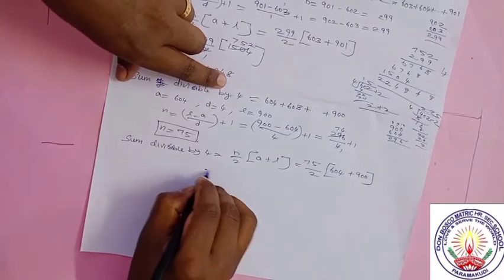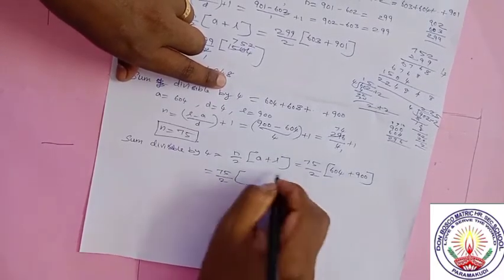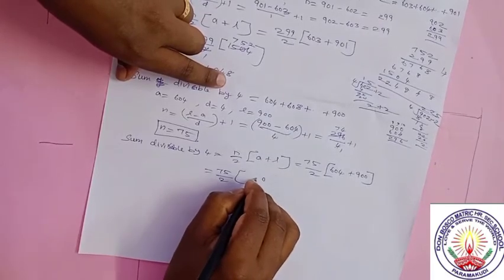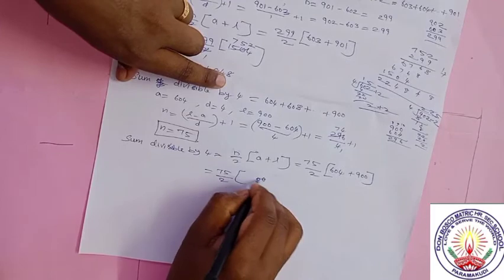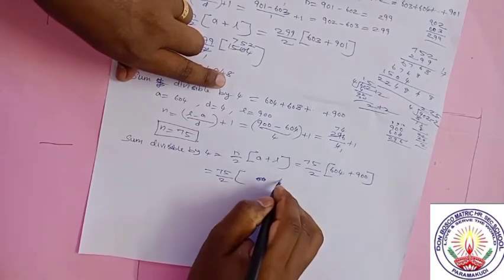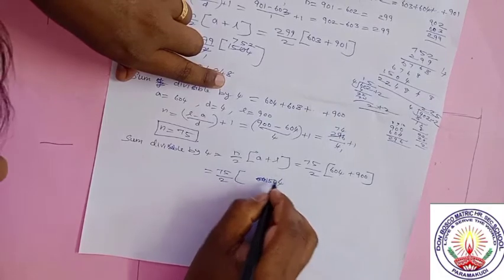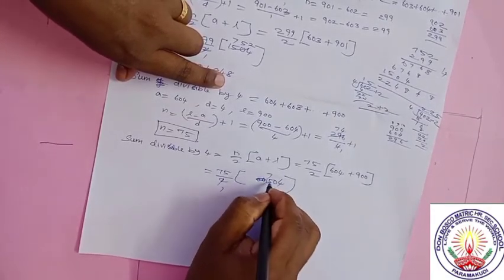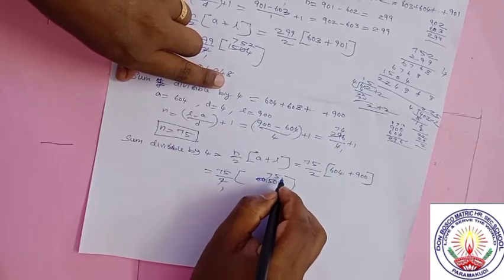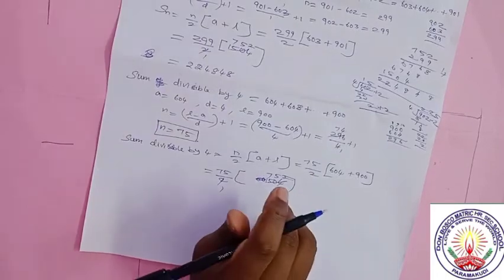Which is equal to 75 by 2 into, add the values: 4 plus 0 is equal to 4, 0 plus 0 is equal to 0, 6 plus 9 is equal to 15. So 1504, divided by 2 is 752. Here it is 75 into 752.